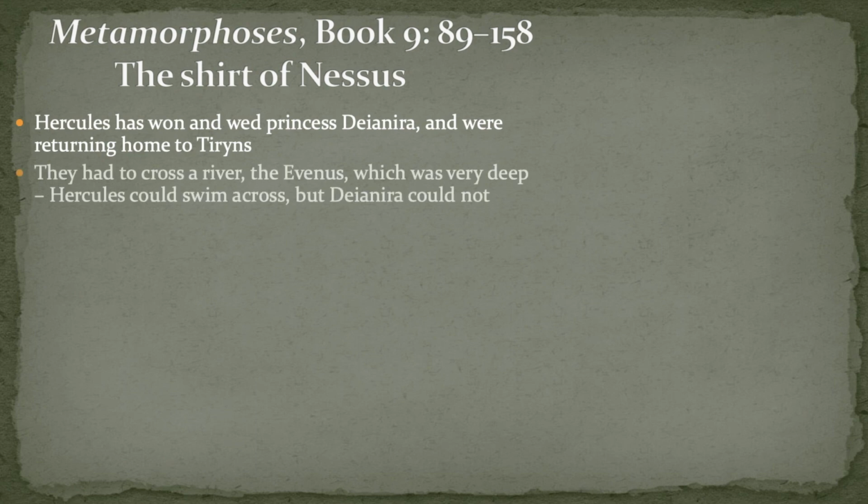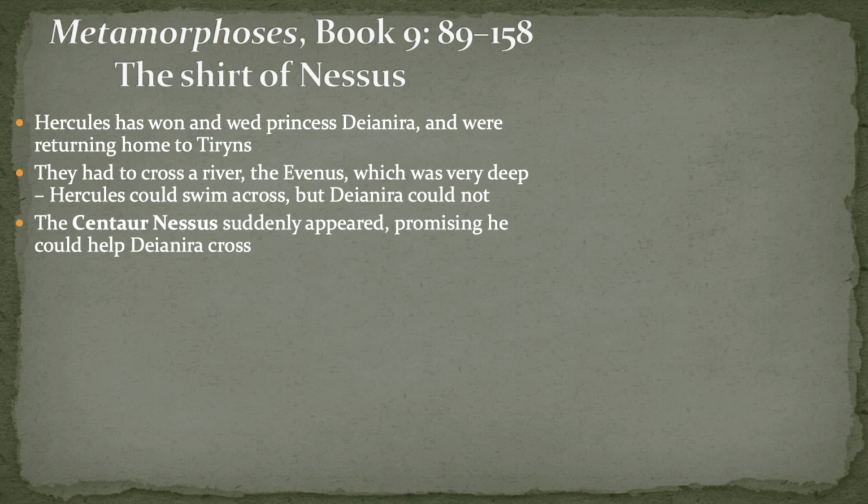But they have to cross a river, the river Evenus, and this river was very, very deep. Hercules could swim across, but Deianira could not. Then, as if by magic, the centaur Nessus suddenly appeared. Now, centaurs don't have a very good reputation. They tend to be violent and violent against women.